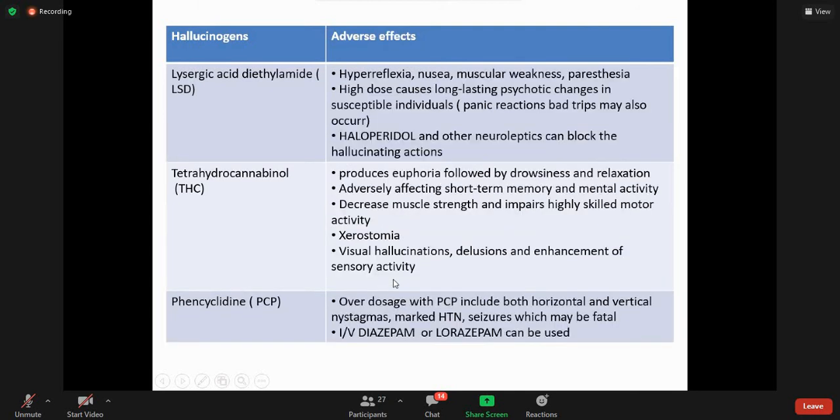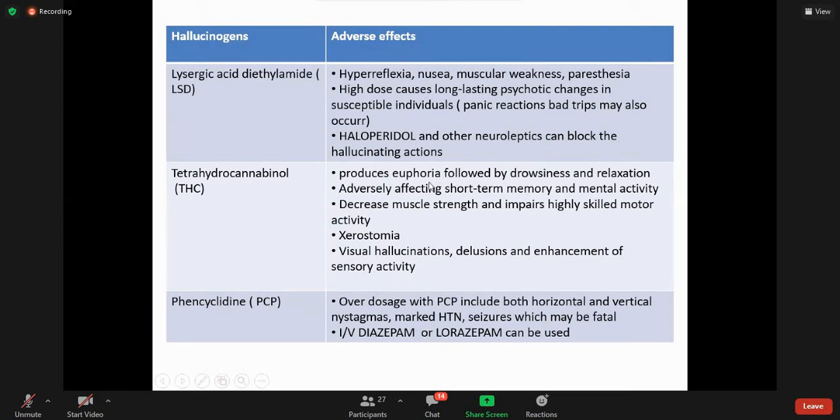Adverse effects of lysergic acid diethylamide: hyperreflexia, nausea, muscular weakness, paresthesia. High dose causes long-lasting psychotic changes in susceptible individuals. Panic reactions, bad trips may also occur. Haloperidol, one of the antipsychotic drugs, and other neuroleptics can block the hallucinating actions because they are blocking the amine's activity, right?